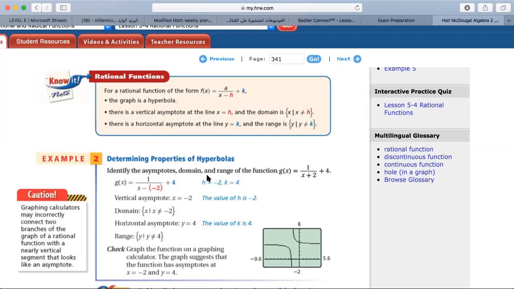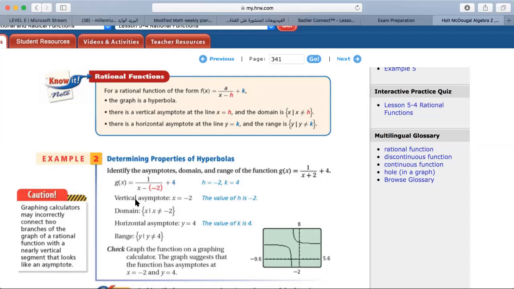Identify the asymptote, domain, and range of the function g of x is equal to 1 over x plus 2, plus 4. So the value of h here is negative 2 and the value of k here is 4. So as we see here, x plus 2. Why? Because the original rule has negative h. So it is x plus 2, so the value of h is negative 2.